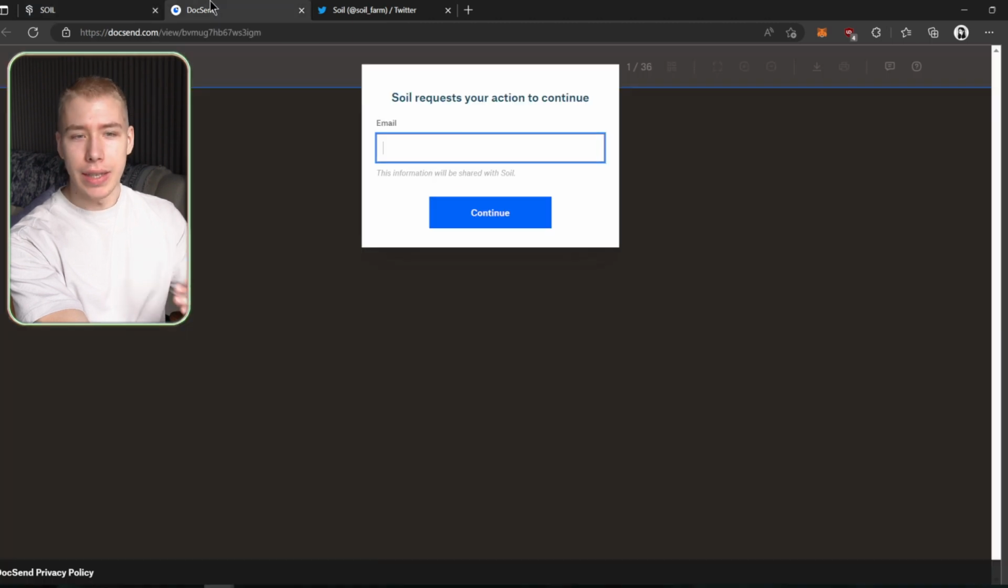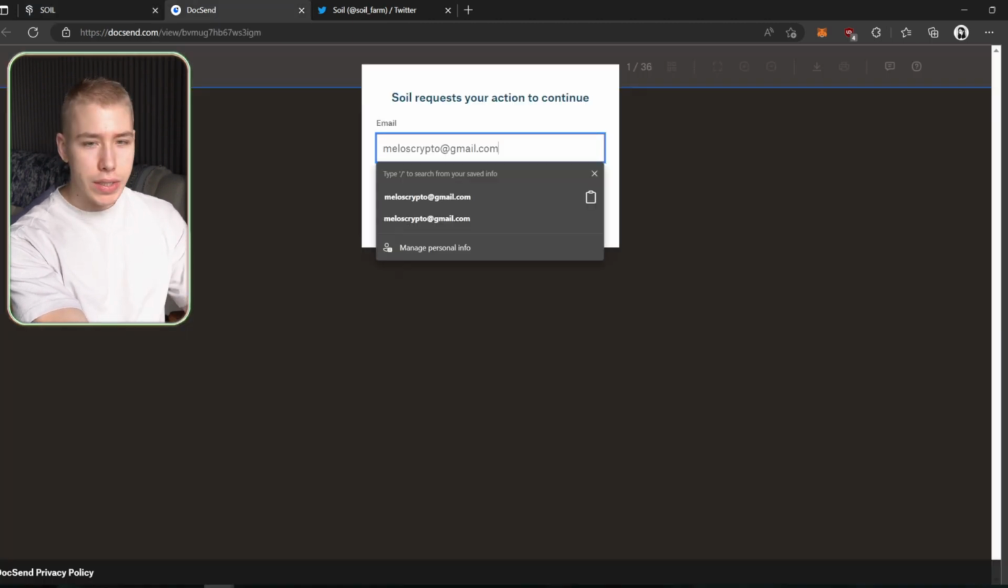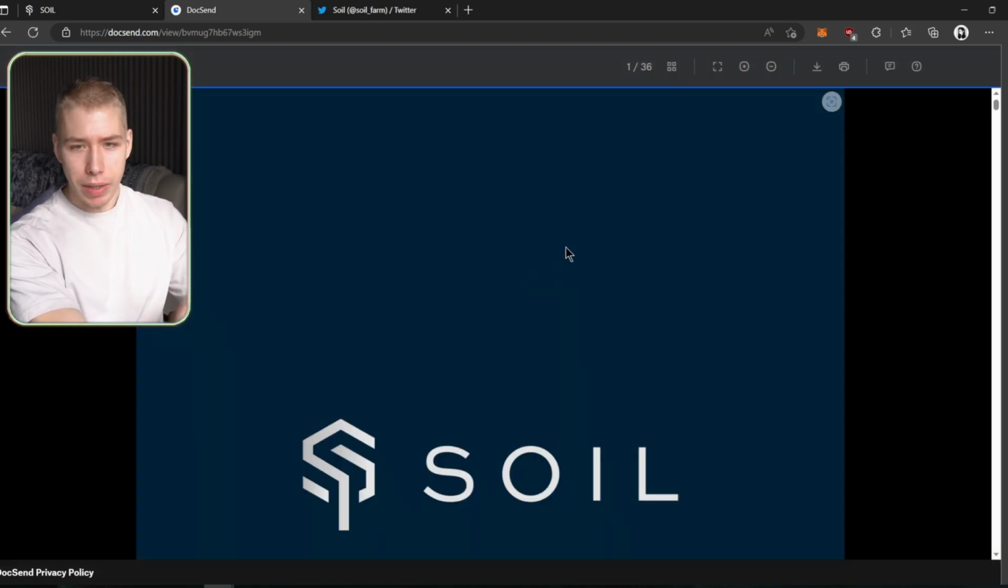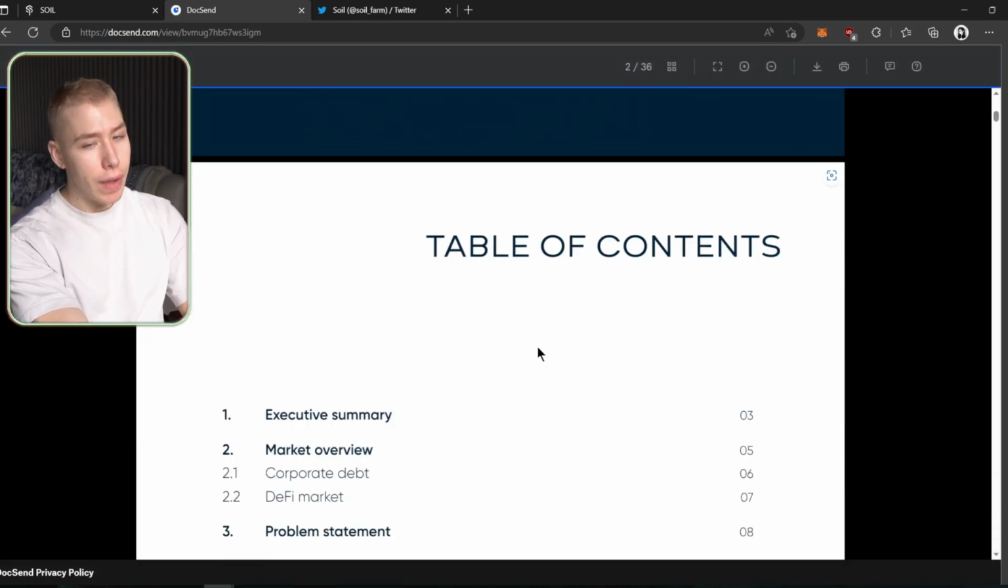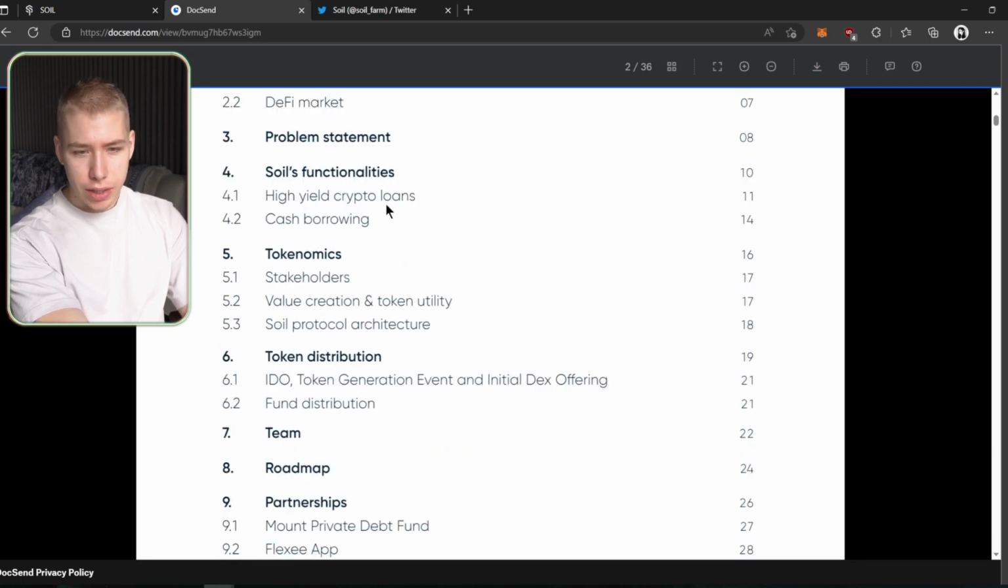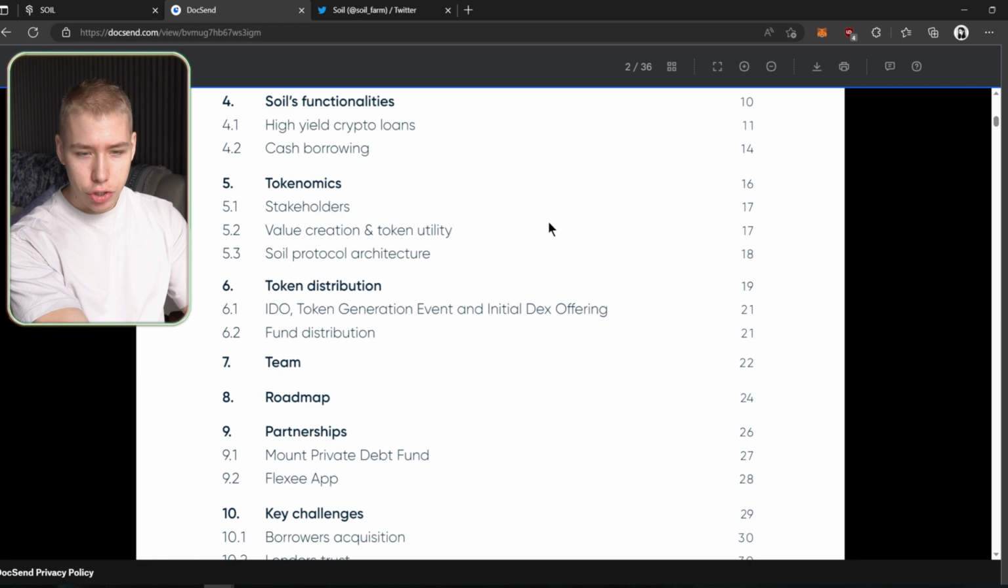Once you click that, this link is gonna open. All you gotta do is you insert your email, click on continue, and then you can access the white paper. In here, 36 pages, very detailed. Let's focus on some of the most important things like the yield, the tokenomics, as well as the token distribution, because, you know, crypto money, that's kind of what we focus on.